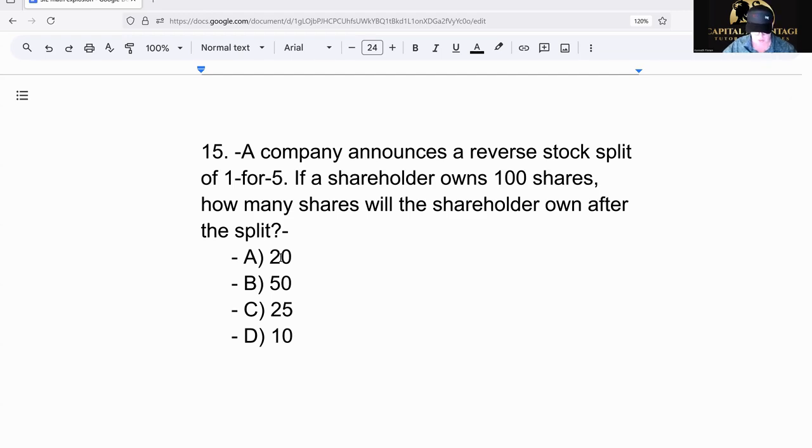1 divided by 5 gives me 0.2. I'm going to multiply the shares times 0.2 times 100, which gives 20 shares. If I had a price, I would divide the price by 0.2. That would give me 5 times what I have.